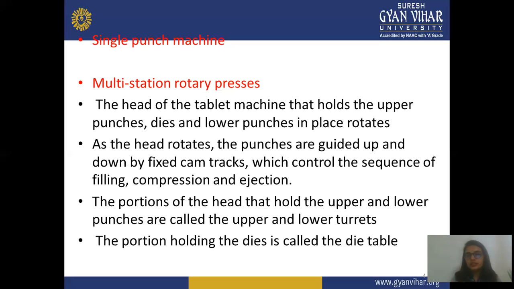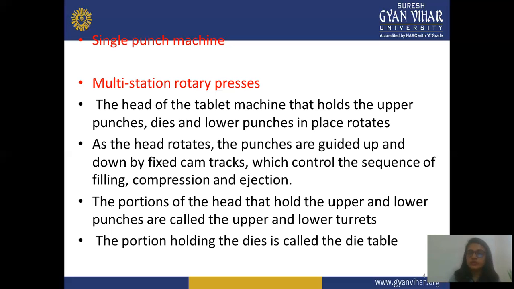And the multi-stationary tablet machine holds the upper punch, die and lower punch in a place that rotates. Means in the multi-stationary machine, your tablet machine holds the upper punch, die and lower punch in a rotating place, and your tablet components or all the ingredients are in a suitable place within the die and punches, and the head rotates and the punches are guided up and down by a fixed cam track, which controls the sequence of filling, compression, and ejection. Means the rotation gets started for this compression of the tablet.